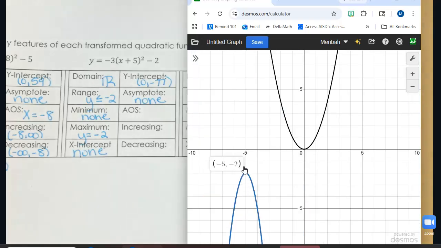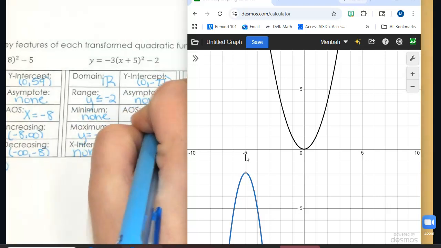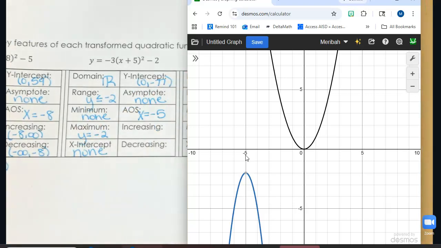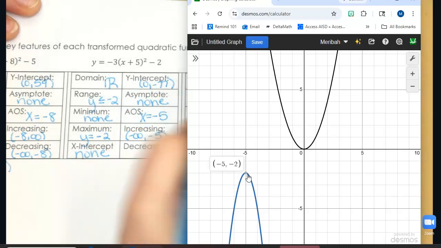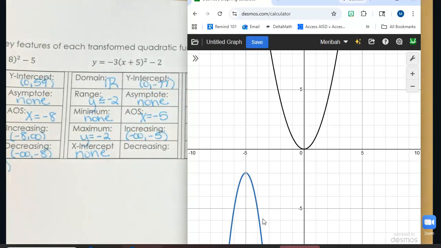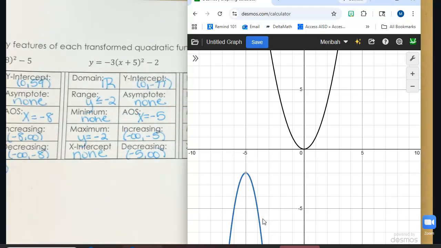My axis of symmetry, I need to go back. Again, vertical line going through that vertex. That's going to be x equals -5 here. And now for this parabola, we are starting increasing from negative infinity until -5, where we switch direction. And then it goes downhill decreasing, so from -5 to infinity.